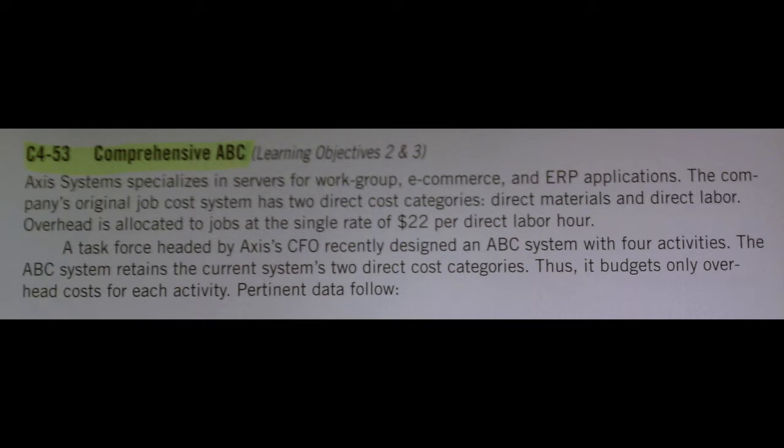A task force headed by Access's CFO recently designed an ABC system with four activities. The ABC system retains the current system's two direct cost categories. Thus, it budgets only overhead costs for each activity. Access Systems has been awarded two new contracts that will be produced as Job A and Job B. The data has been put up on the board.